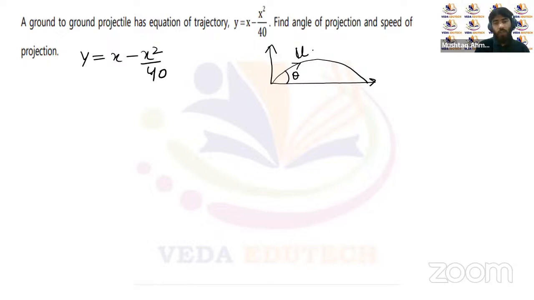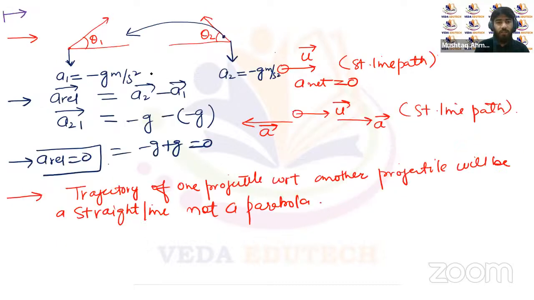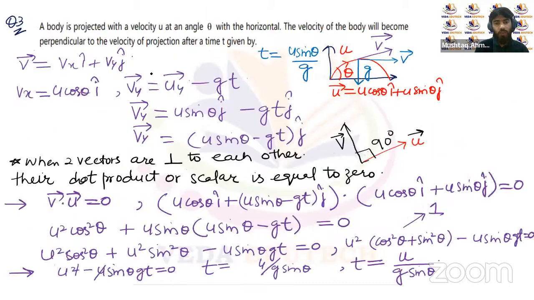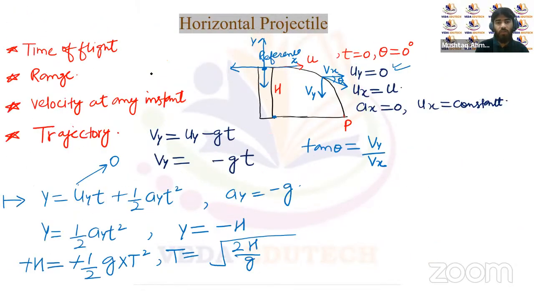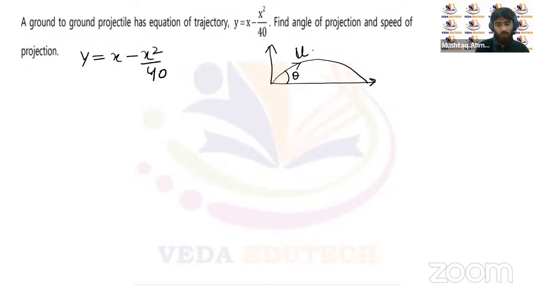If you remember, in the previous slides, the equation of trajectory that we calculated for the oblique projectile was y is equal to x tan theta minus gx square upon 2u square cos square theta.